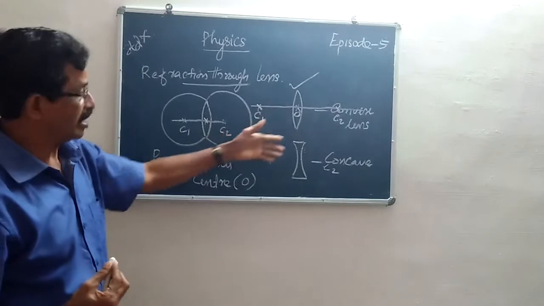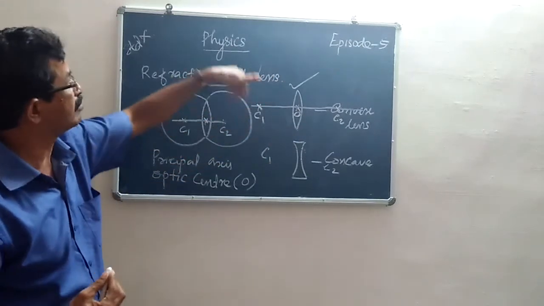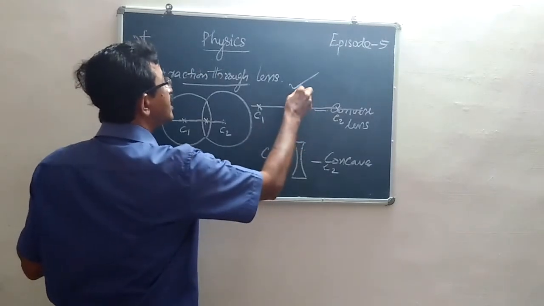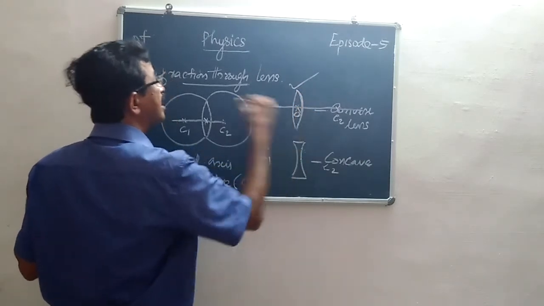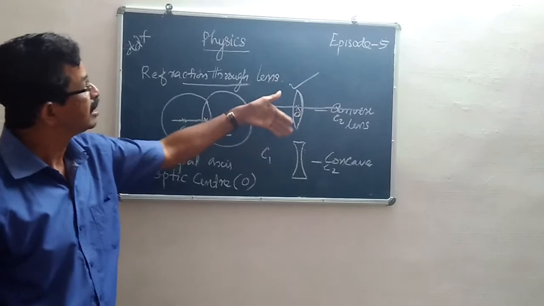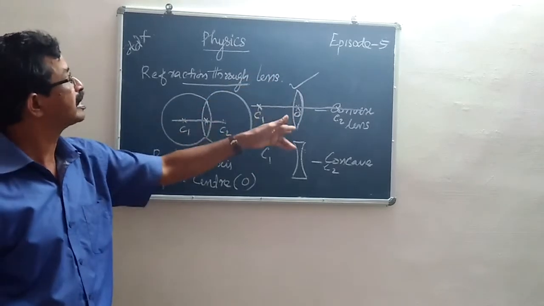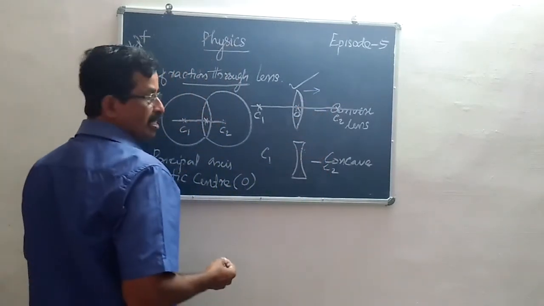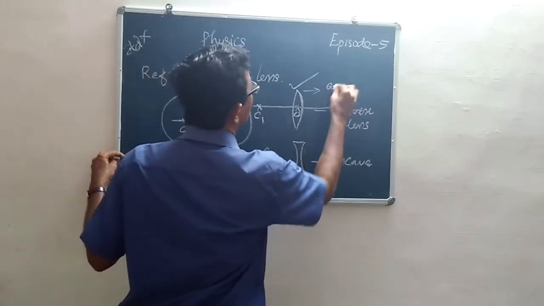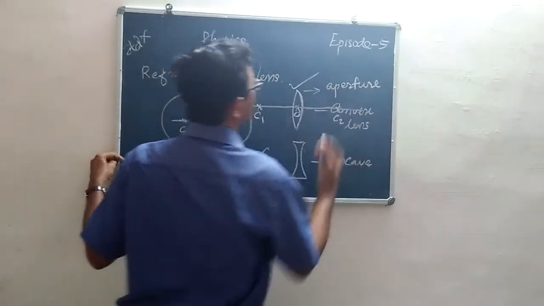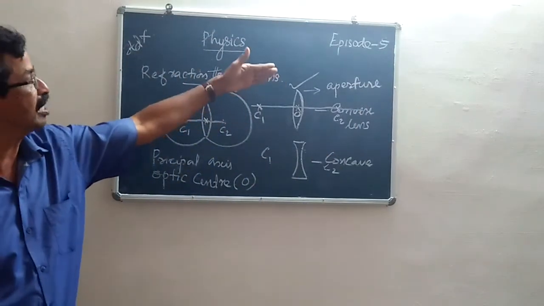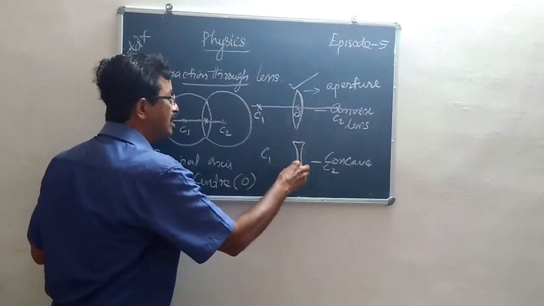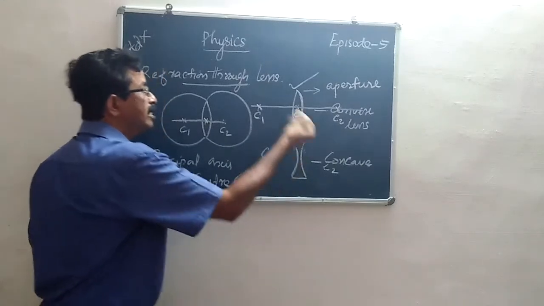Now, when you consider these two terms, this is the spherical transparent surface, and also it is the refracting surface. The diameter of this refracting surface is called the aperture of this lens.